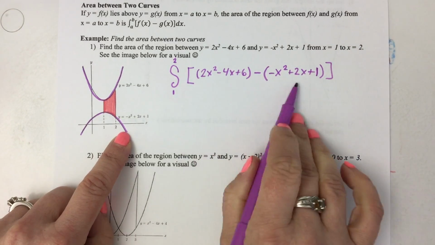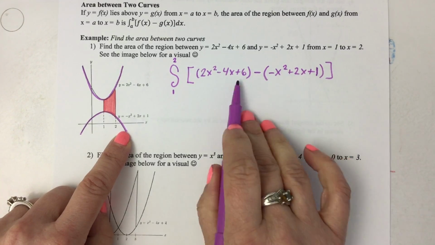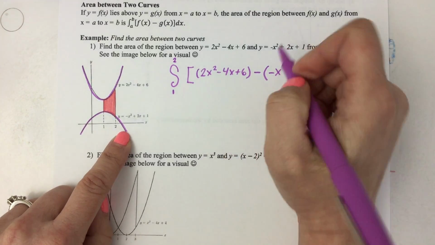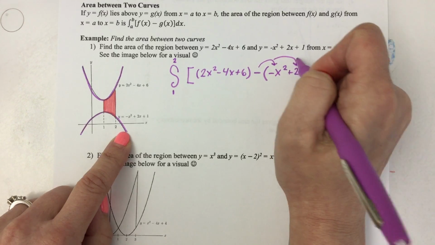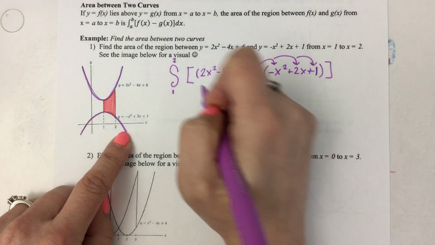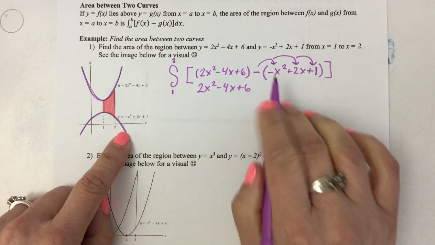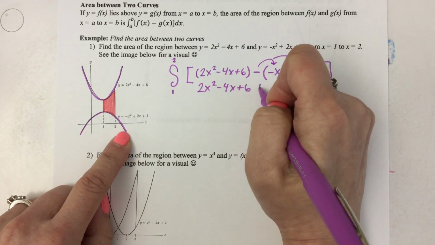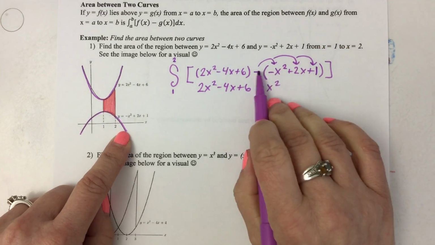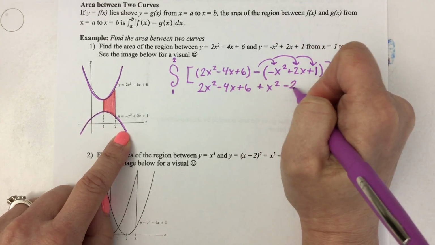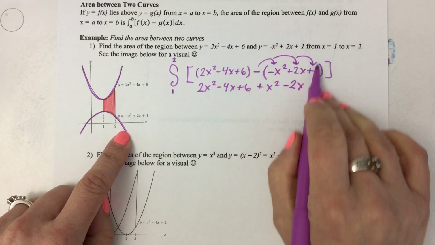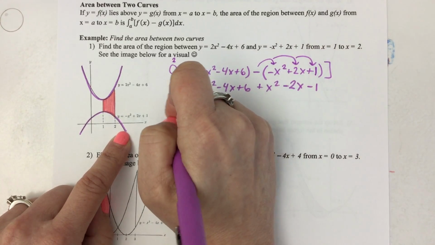Okay, this is what we have to simplify. This is what we will be taking the antiderivative of. This negative would have to go to every single term. Negative times a negative makes this a positive x squared. Negative times a positive makes this a negative 2x. Negative times a positive makes it a negative 1.